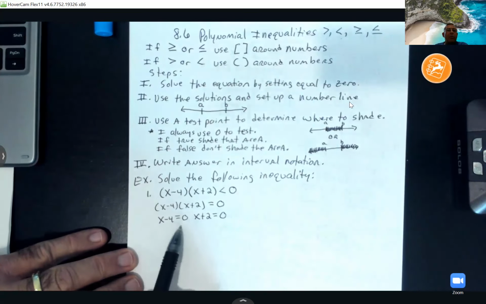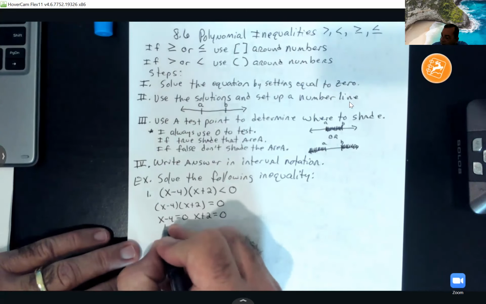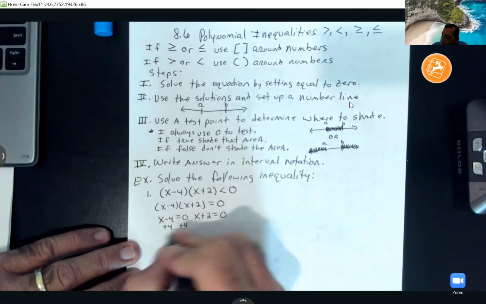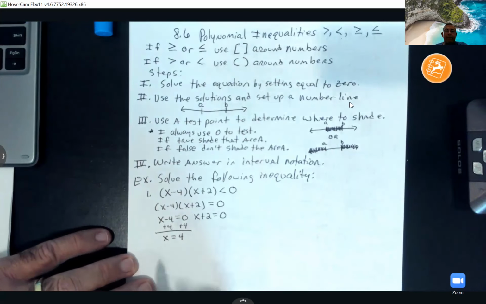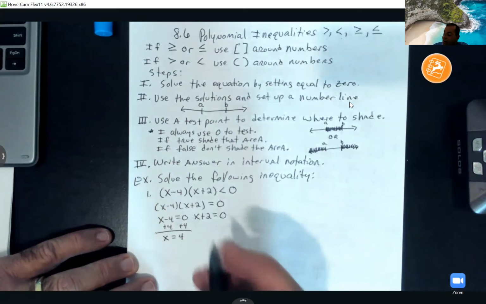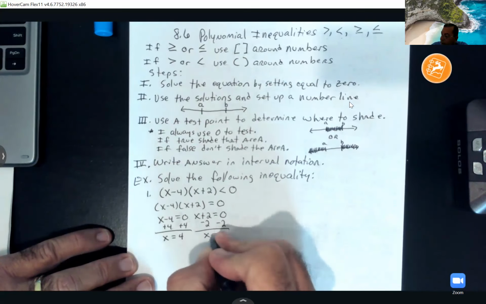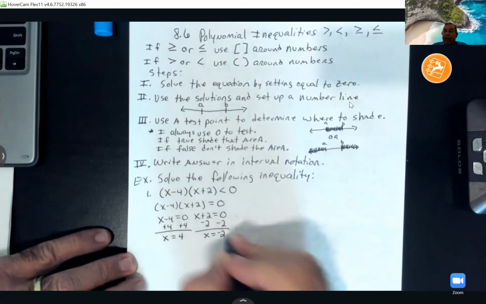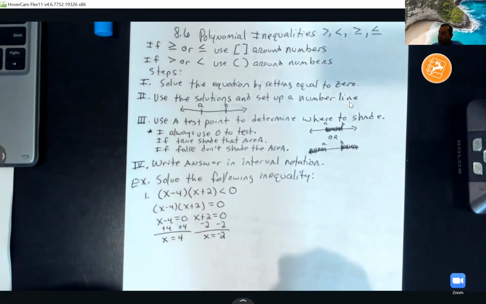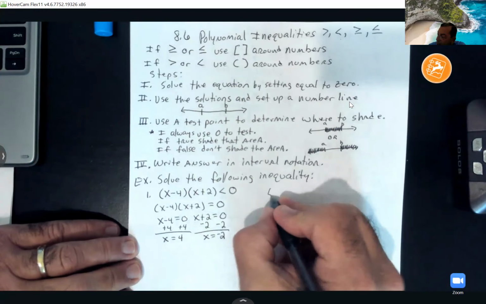For the first one, we'll add 4 and solve it, and I get x equals 4. My second one, I'll solve this by subtracting 2, and I get x equals negative 2. So let me set up my number line now.